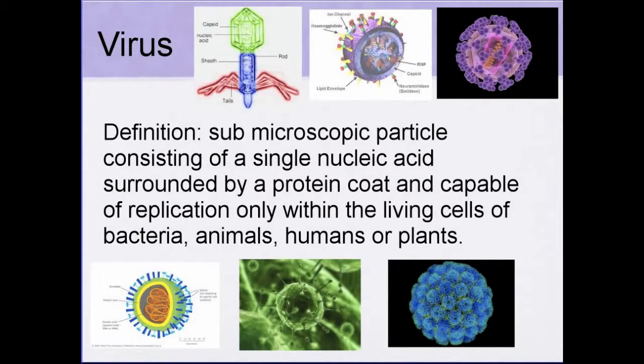What is the official definition of a virus? Well, it is a submicroscopic particle consisting of a single nucleic acid, and nucleic acids, remember, are DNA or RNA, surrounded by a protein coat and capable of replication only within the living cells of bacteria, animals, humans, or plants. So please keep in mind that animals and humans are not the only things that can get infected with viruses. Bacteria and plants can also get infected by viruses.